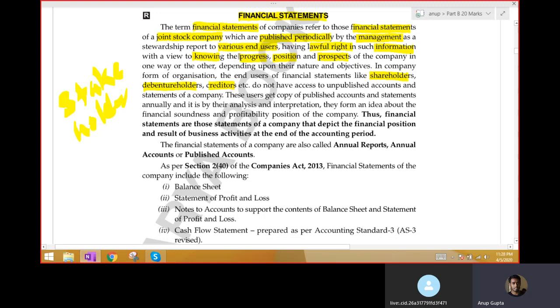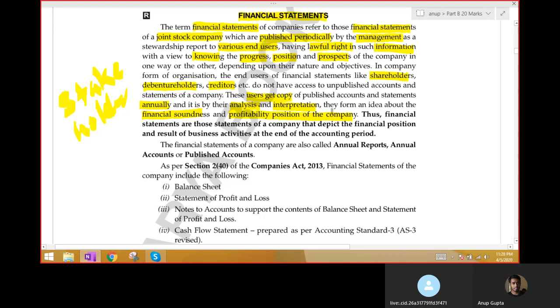Now, sir, why would they require this financial statement? The users get a copy of it annually. And what they do with this copy is use it for analysis and interpretation, or they also take decisions. If he is a shareholder, he will decide whether he should keep the shares of the company. If he is a creditor, he will think about how long a credit period they should give to the company. This analysis and interpretation gives the stakeholders a view of the financial soundness and the profitability position of the company.